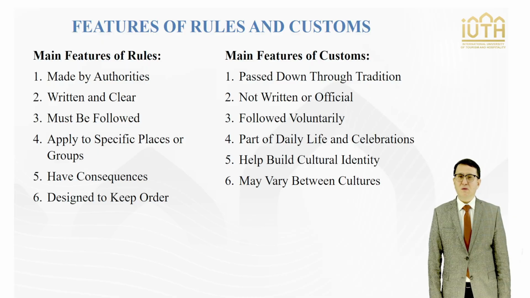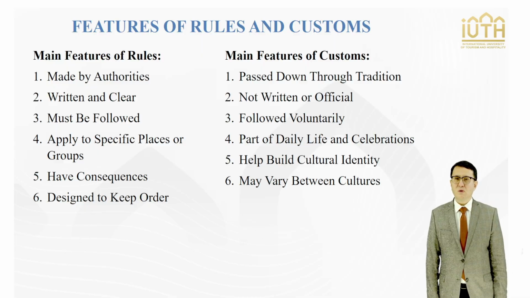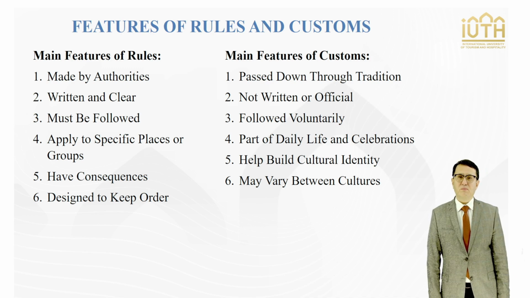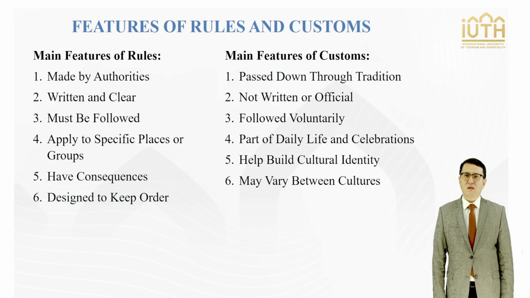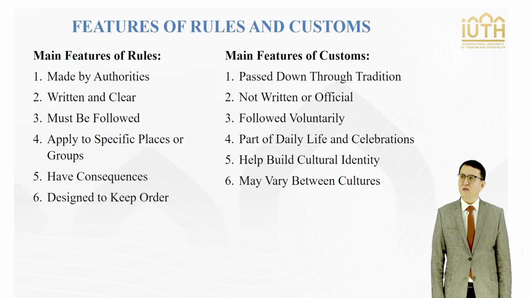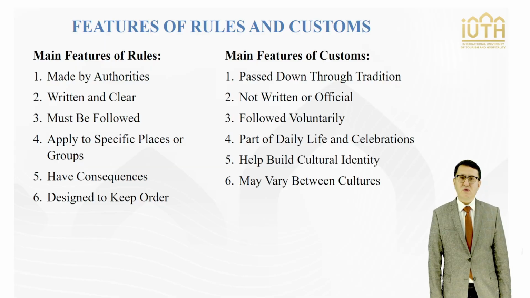The fourth one, applies to specific places or groups: rules are used in schools, homes, workplaces, roads, or countries. The fifth one, have consequences: breaking a rule can lead to penalties like warnings, fines, or other punishments. The last one, designed to keep order: rules help keep people safe, organized, and respectful of one another. Now let's point out the main features of customs. So there are 6 features of customs.